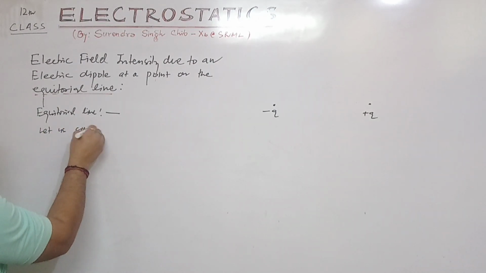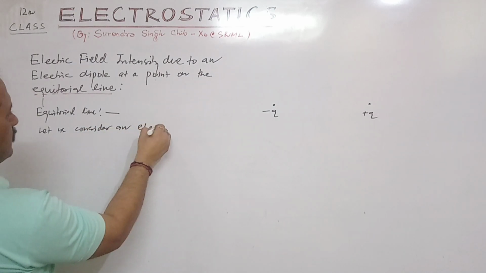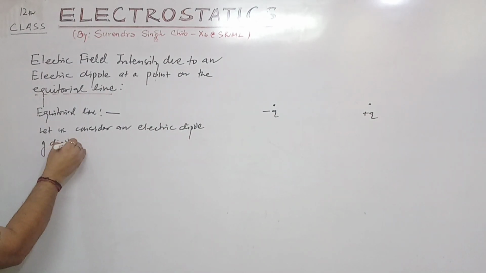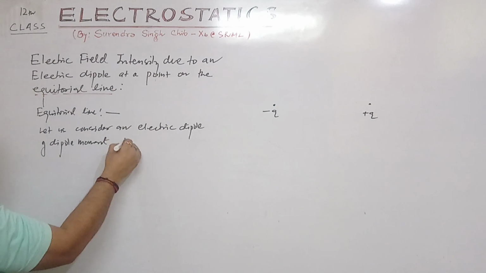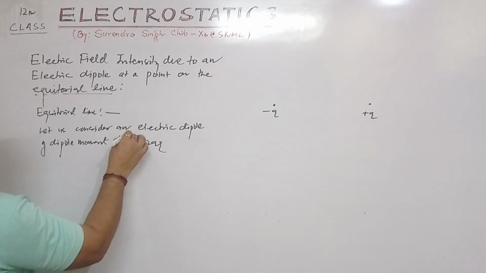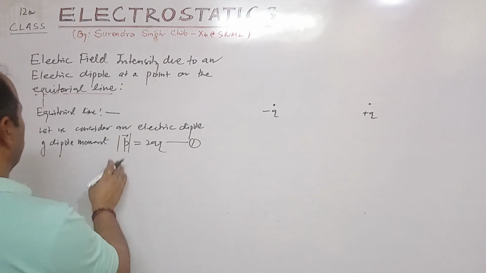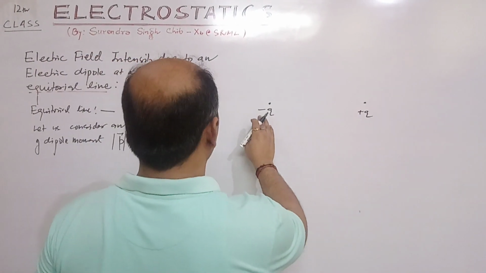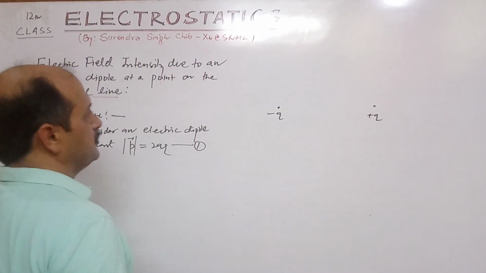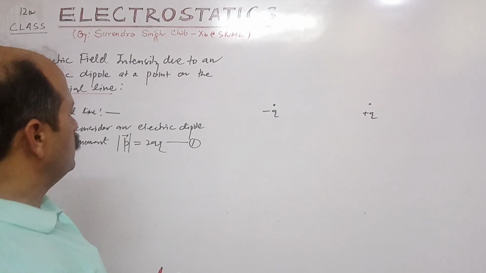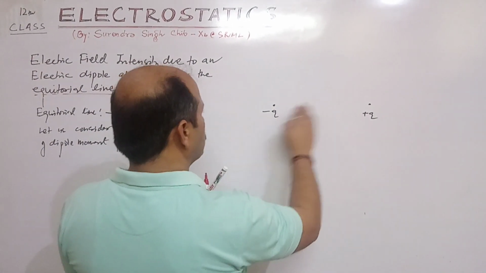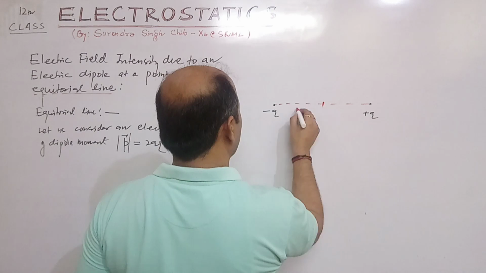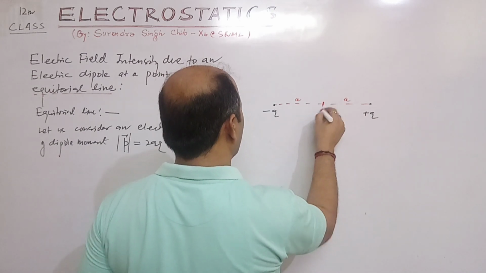Let us consider an electric dipole of dipole moment P equals 2aq. See, first thing, an electric dipole of dipole moment P equals 2aq. It is quite obvious that we have taken a dipole whose charges are minus q and plus q, and the separation distance between them is 2 times a. So this is minus q, this is plus q, and the separation distance between them is twice a. It means this is a and this is also a, and this is the origin O.